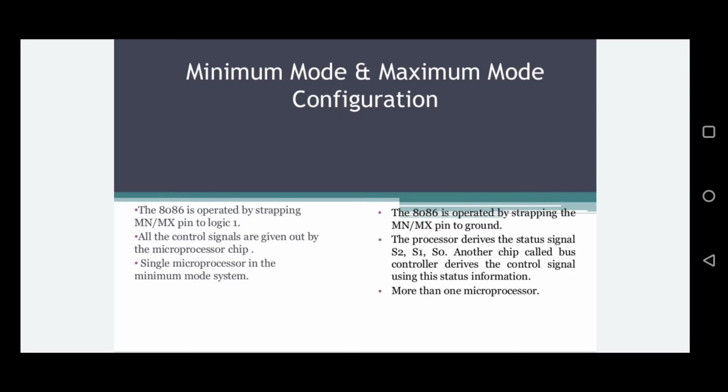See, the processor derives the status signals S2, S1 and S0. These three are called status signals. Another chip, called the bus controller, derives the control signals using this status information. So in maximum mode, there are two processors: one is the 8086 microprocessor and another one is the bus controller.